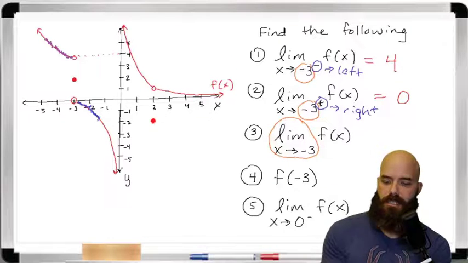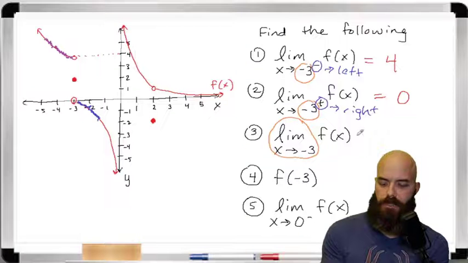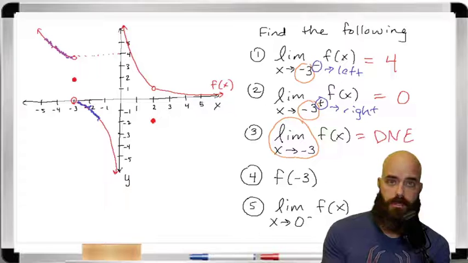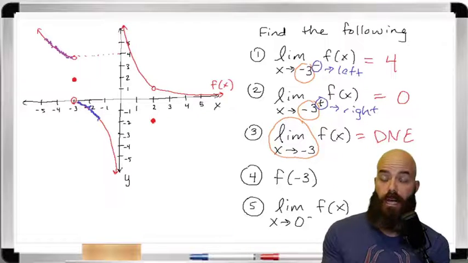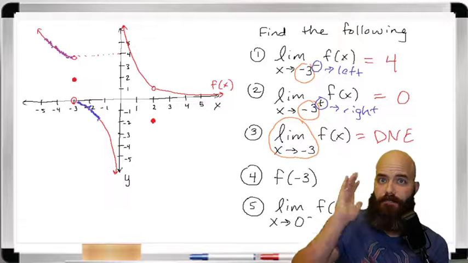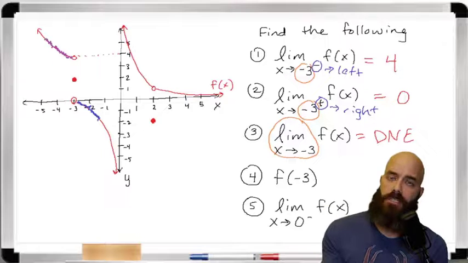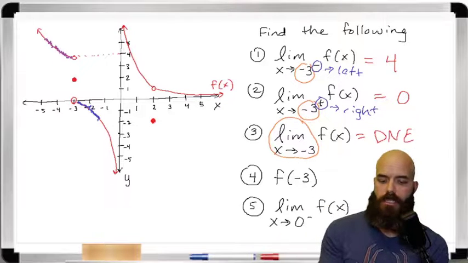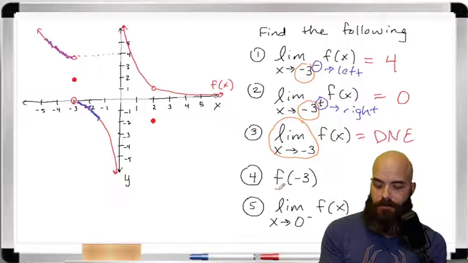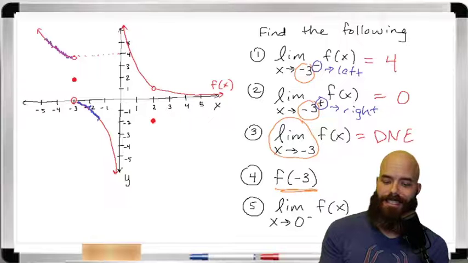And since they are not the same, then what we would say for this limit is it does not exist. So I use DNE for does not exist. Now, number 4 is simply asking, this is not a limit. This is a function value. So what is the actual value of the function when x is equal to negative 3?